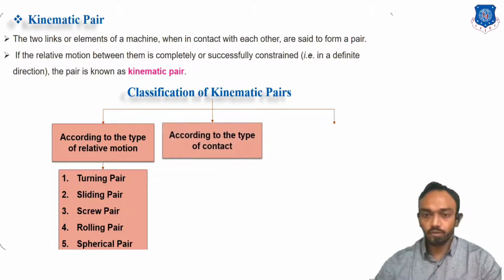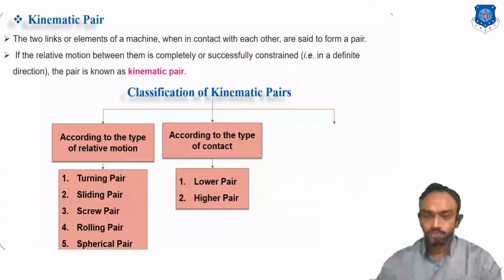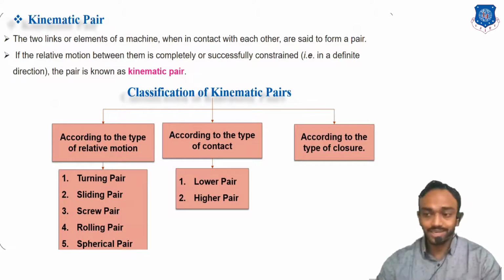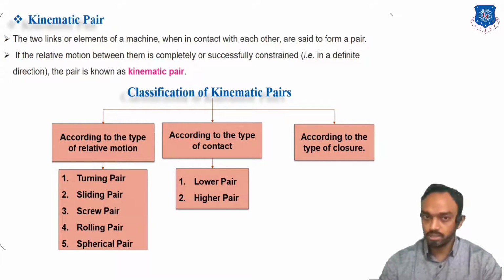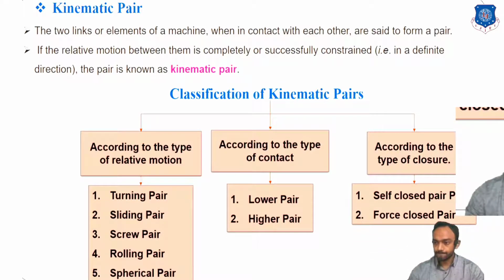The second criteria for the classification is according to the type of contact. Which type of contact is between the two links? First is a lower pair and second is a higher pair. The third criteria is according to the type of closure. Two links are in contact with each other, but how do they have the contact, by which type of force or else? So type of closure: first is self closed and second is force closed.